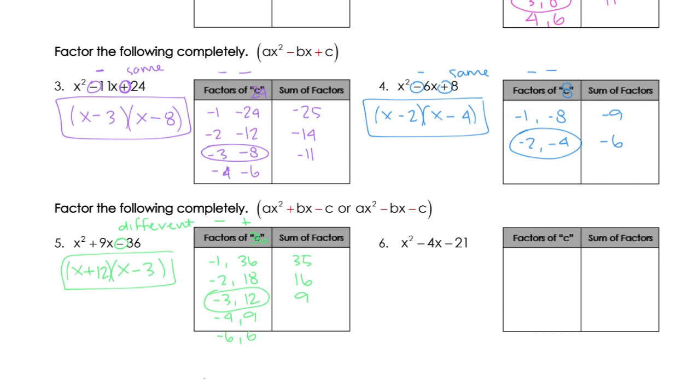Looking at number 6, draw my parentheses. There's no GCF. Split my first term. Second sign is negative, so this tells me it's different.